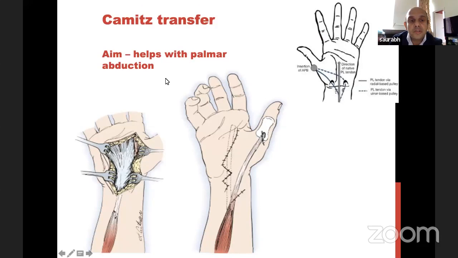So Camitz transfer, again, the main aim is for abduction, palmar abduction. So we're going to take palmaris longus. Now the key here is, this is palmaris longus. Make sure the patient has one before you consent them and put them to sleep.